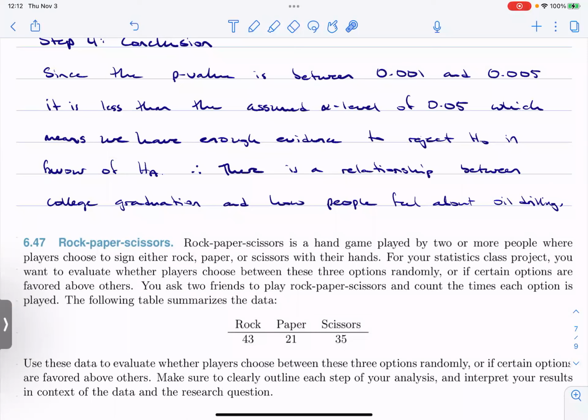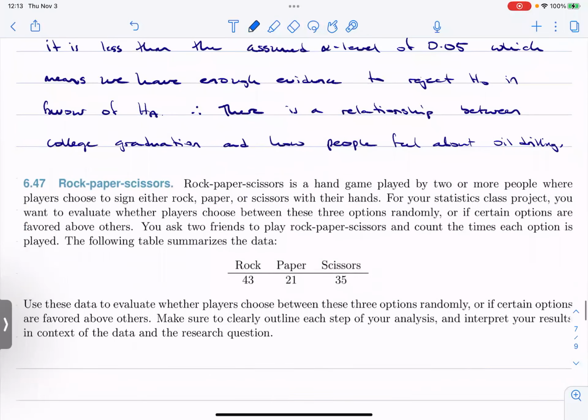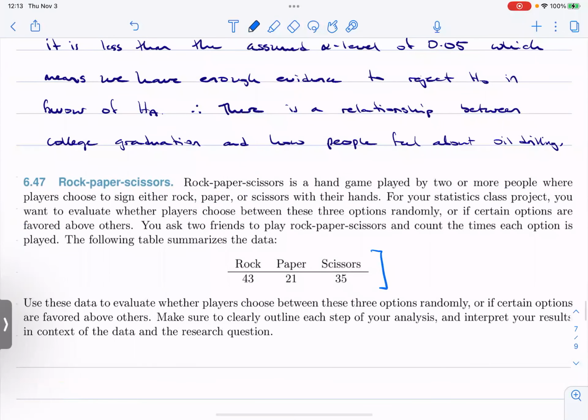You choose whatever sign you're going to play. For your statistics class project, you want to evaluate whether players choose between these three options randomly or if certain options are favored above others. You ask two friends to play rock, paper, scissors and count the times each option is played, and the following table summarizes the data. Because I have just one categorical variable, what sign they chose, with three categories, rock, paper, scissors, this is a one-way table, which means I'm going to do a goodness of fit test.